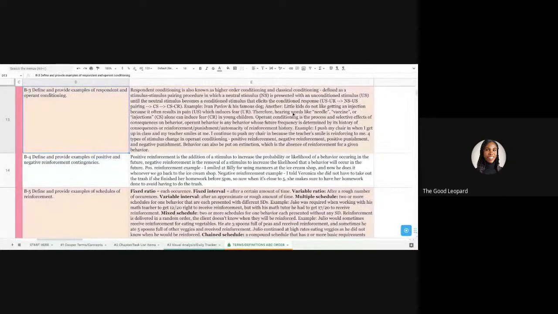Therefore, hearing words like needle, vaccine, or injections, they're now a conditioned stimulus, and alone can induce fear in young children. Does that make sense? Yes. The fact that they heard the words needle, vaccine, injection trained them to be scared, because they know that's associated with pain. That is an example of respondent conditioning.